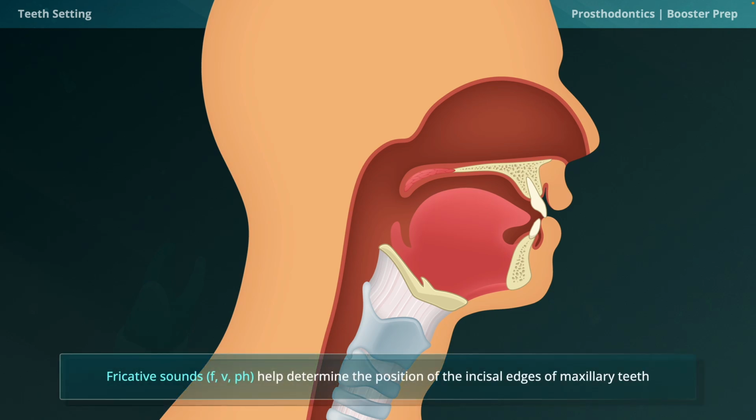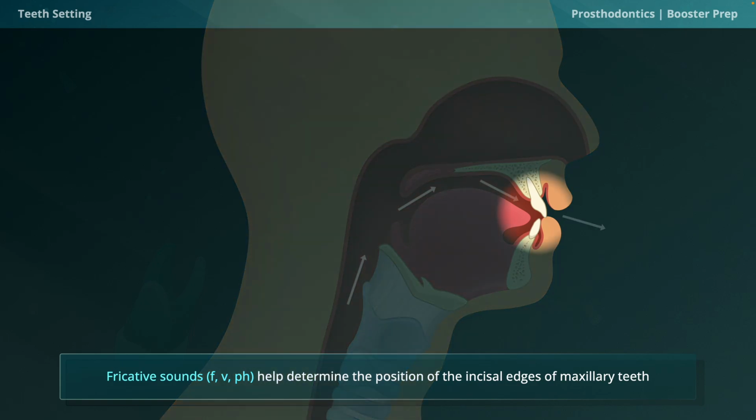Fricative sounds such as the F, V, and PH sounds help determine the position of the incisal edges of the maxillary teeth. If the maxillary anterior teeth are set too low, F sound pronunciations will begin to sound like V sounds. You can try this yourself by saying a word that has both sounds in it, for example the word five.